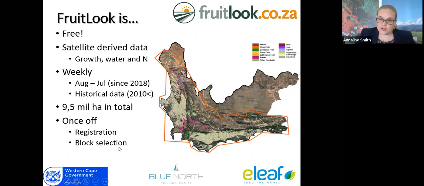So it's a once-off registration, and then you select your blocks. That first step is the one that might take the most time out of your day. But the thing is, every year, you just reorder the data. It's not that you have to redraw your blocks every year, you just reorder the data. So it takes a little effort to get started. Well, it's not that much effort. And then it just keeps working for you. And every year that you order new data, you build your historical database.